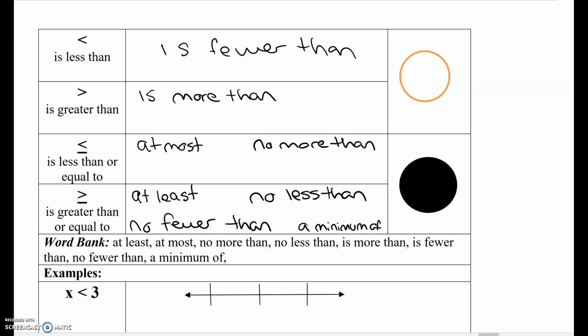Same thing with no more than. A lot of times I say you can spend no more than $20 on your new outfit for school, okay? No more than $20. They're not going to let you buy a $50 outfit.